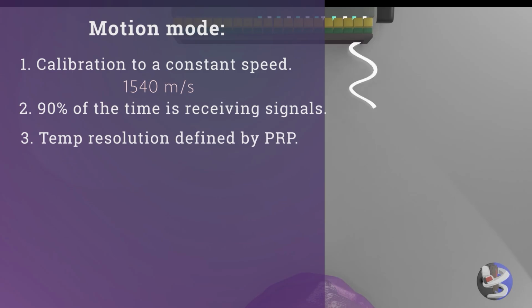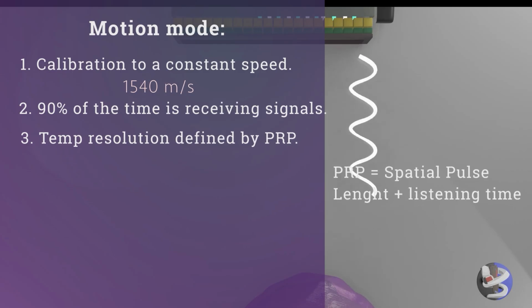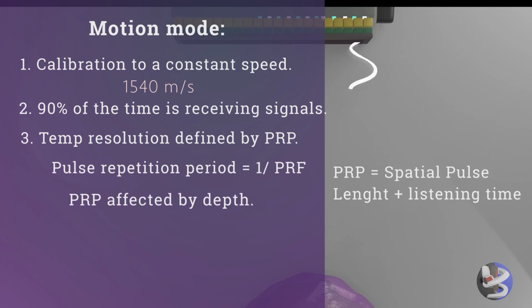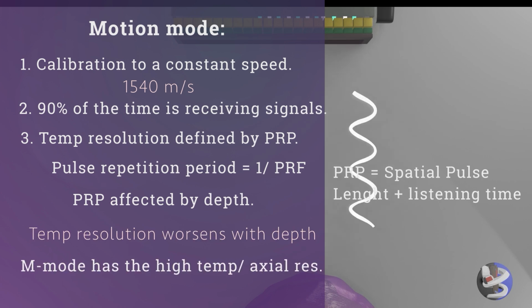Temporal resolution is determined by the time taken from one pulse to the next, also known as the pulse repetition period, and is affected mainly by the depth of the penetration. It worsens the deeper you go. M mode provides the best temporal resolution and superior axial resolution compared to B mode.